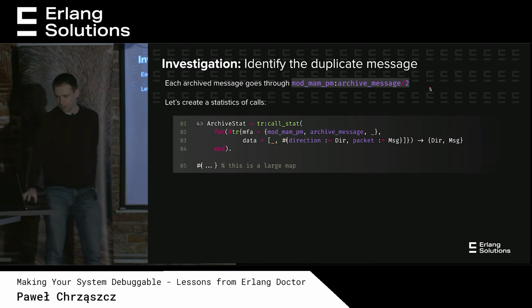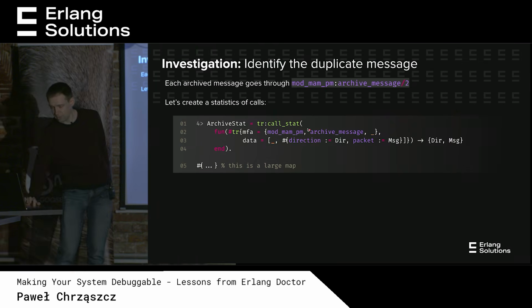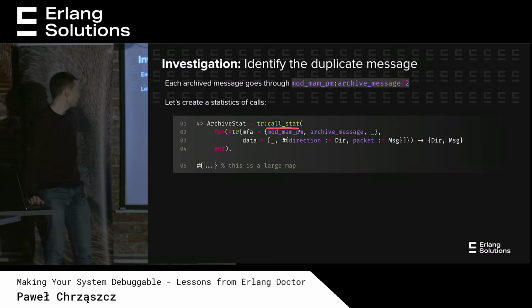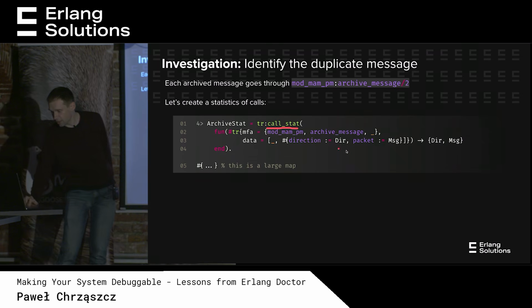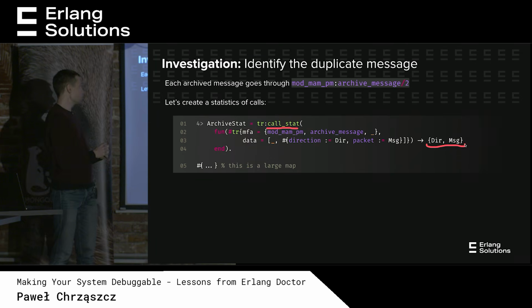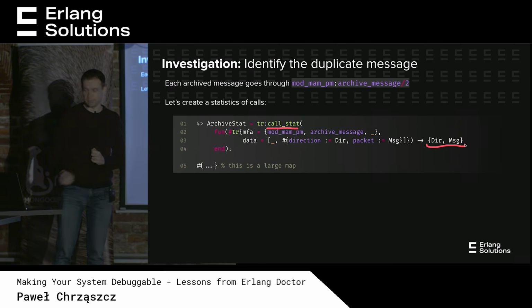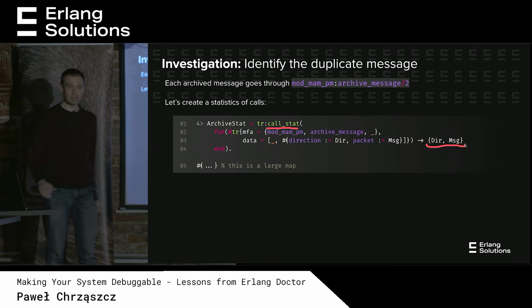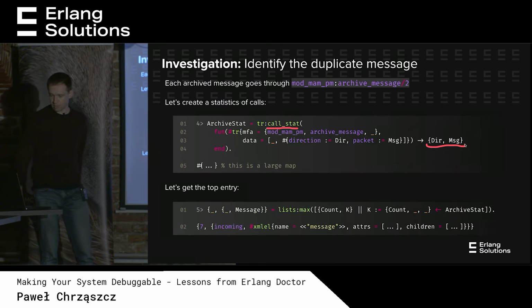So what we are doing here is statistics of function calls. This is one of the basic features of Erlang Doctor. There is this call stat function, and you provide a fun, and this thing is the key for the statistics. So this will be the direction, whether the message is incoming or outgoing, and the message itself. What we get as a result is a huge map, but we are only interested in the top entry. So let's only get the top row of that statistics.